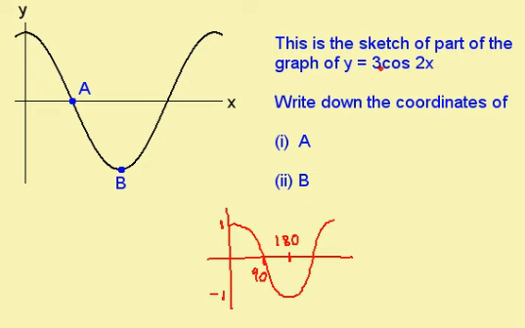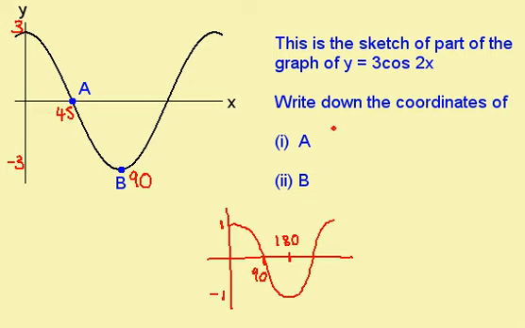Now this 3 means that I'm going to stretch it in the direction of the y-axis by scale factor 3. In other words, all of the y-coordinates are going to triple. So this point here, instead of being 1, is 3 on this graph. And this point here, instead of being -1, is -3 on this graph. This 2 means that I'm going to have a stretch in the direction of the x-axis, scale factor 1/2. So all of the x coordinates are going to halve. So this x coordinate at 90 here is going to be 45. And this one at 180 here is going to be 90.